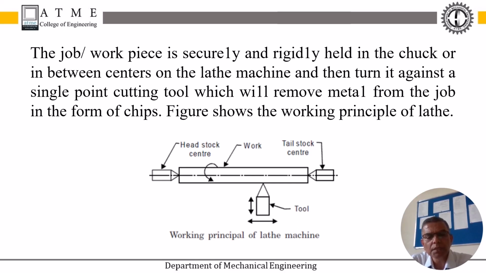This is the schematic diagram which shows the workpiece held between the centers, that is the live center and the dead center, at the head stock on one side and the tail stock on the other side. The arrow mark indicates the tool movement, which is given against the rotating workpiece to remove the material in the form of chips, to give the desired shape and size including the surface finish. This is the schematic diagram representing the working principle of the lathe machine.